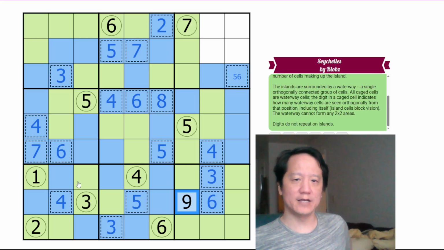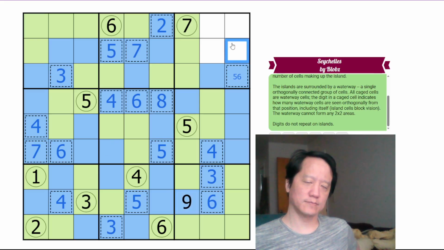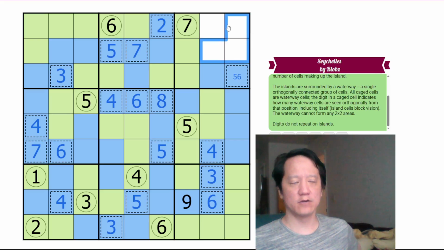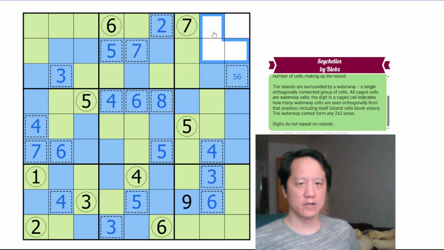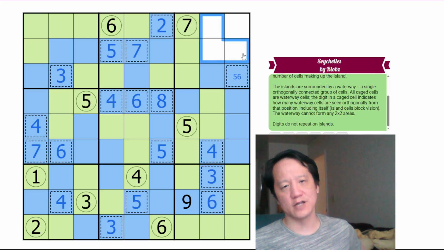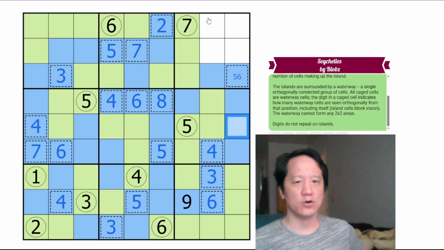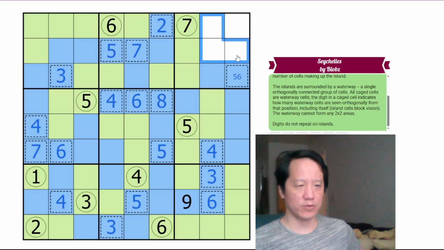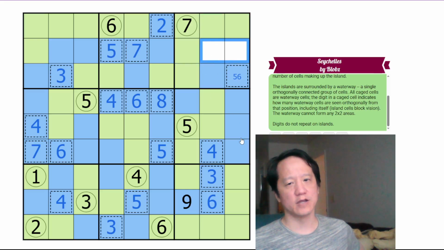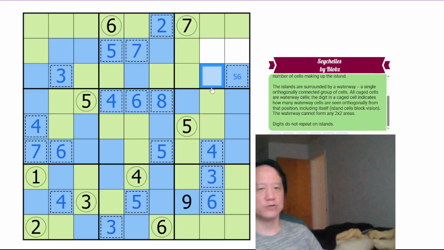Let's do remaining digits. It could be land, land, land. That is possible. Land, land, land is also possible. No, cannot be land, land, land. If it goes land, land, land, this is water, which is not orthogonally connected to the rest of the waters. So we have 3 lands left. Cannot be that way. Can't be that way. So these are both land, definitely. And one of these 2 is land and one is water. Don't know which.